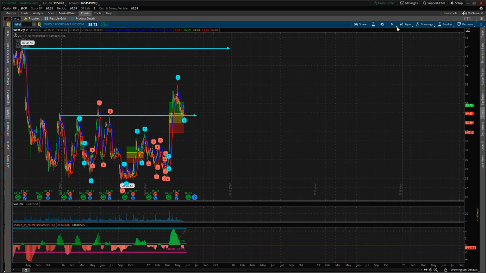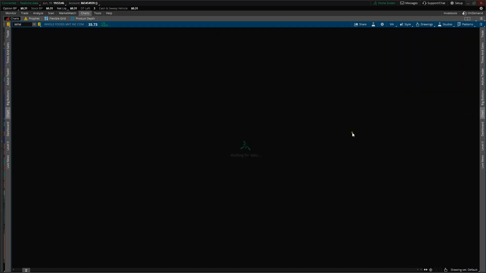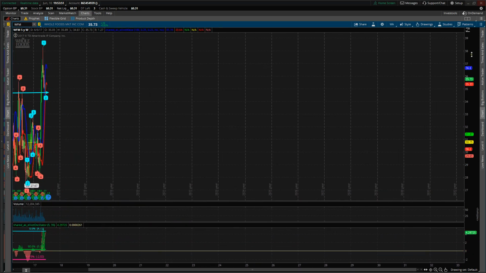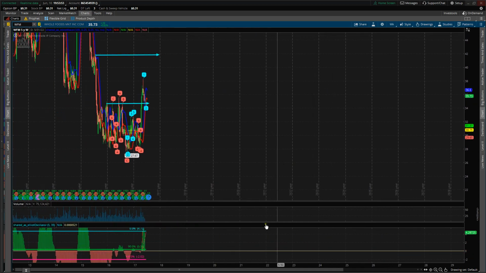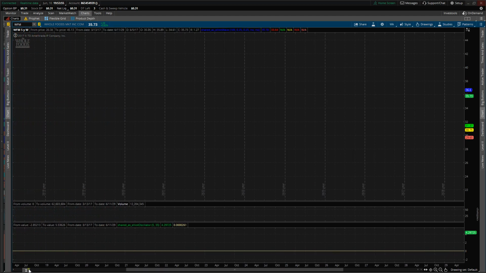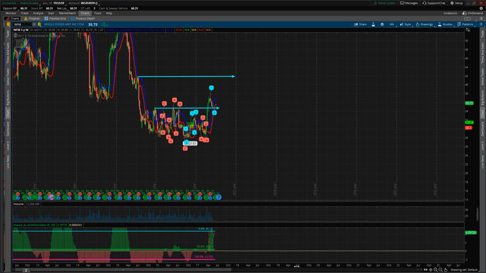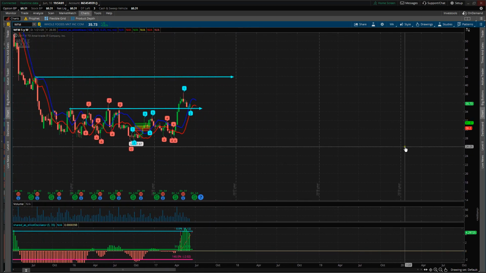So we're going to go to the weekly again, because we always start at the weekly to build the big picture. Sometimes you don't get the wave count on the weekly, but what you do get are the support and resistance levels, which are going to be important for your trade.